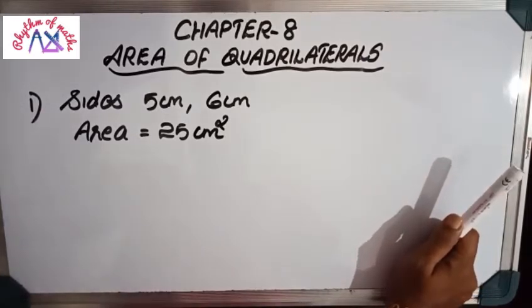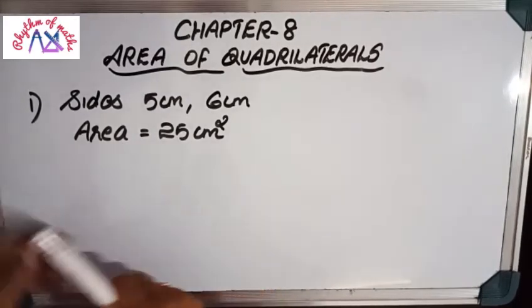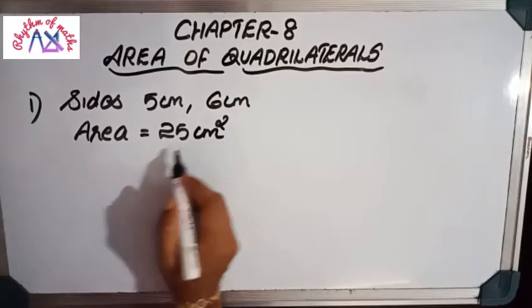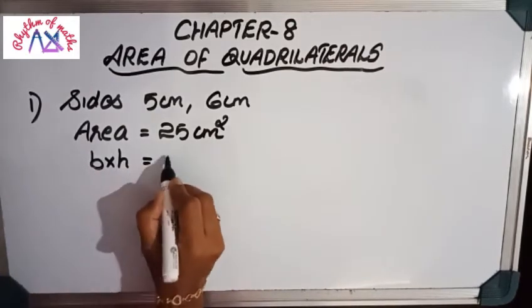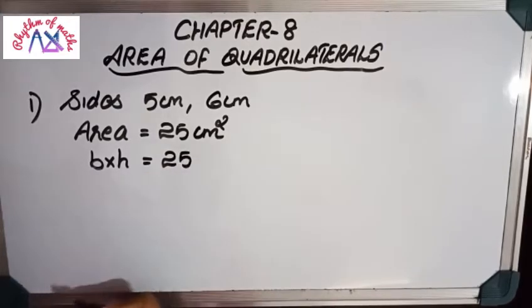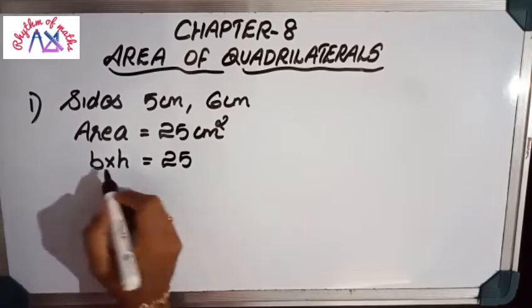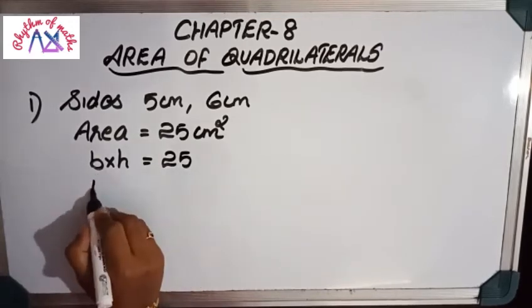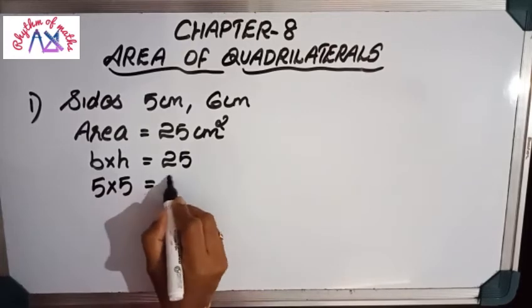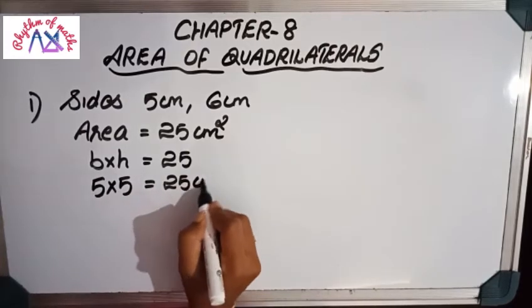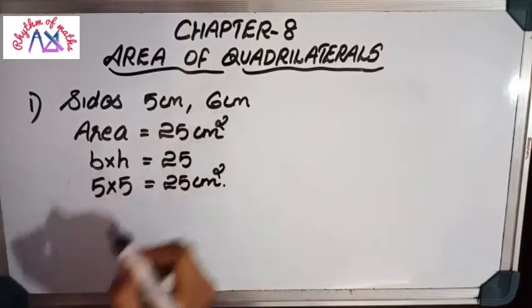Now to draw this parallelogram, what do we need? Base and height we need. So first of all, area 25 means when we multiply the base and height, we must get the answer as 25. So which numbers lead to 25 as the answer? 5 into 5 is the answer. So 5 we can consider as base and height must be 5. Then only we will get area 25 centimeter square. And the remaining two sides are 6 centimeters.